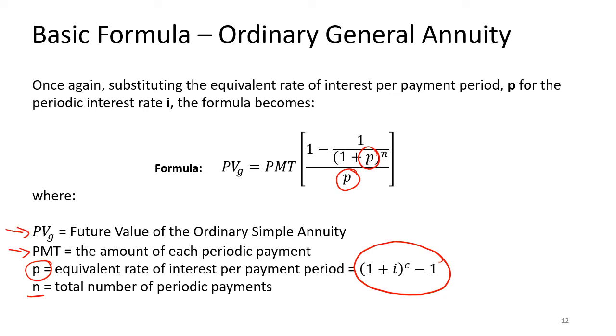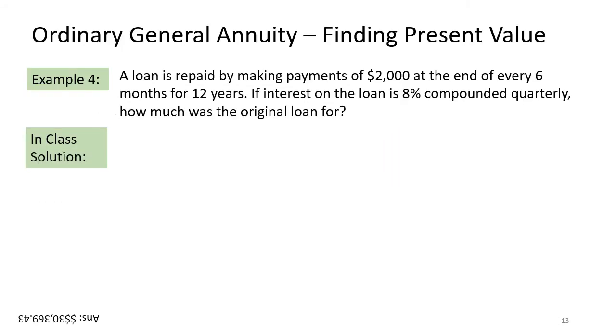And PV is simply the present value. I've added the subscript G. Again, all that means is this is for an ordinary general annuity. And you'll see the difference rather clearly when you're using the formula with this value P. Okay? So let's go right away and look at an example.